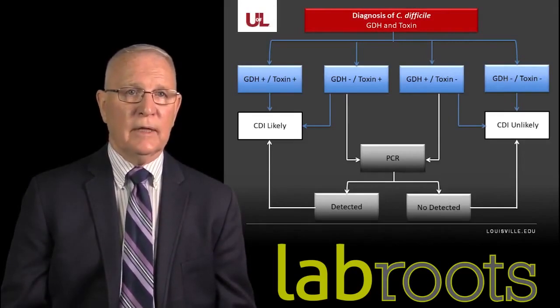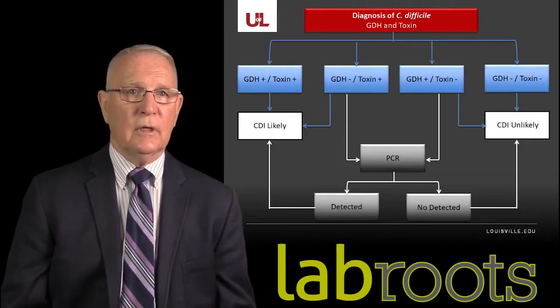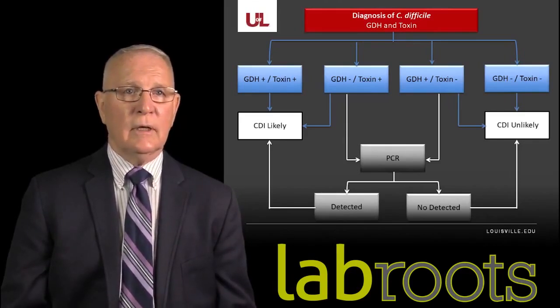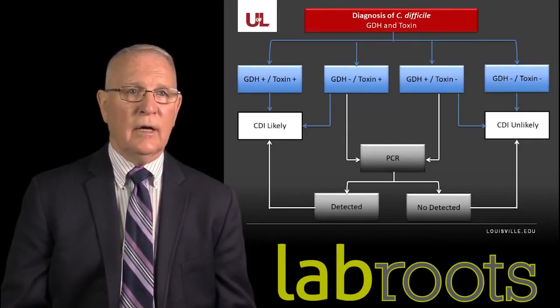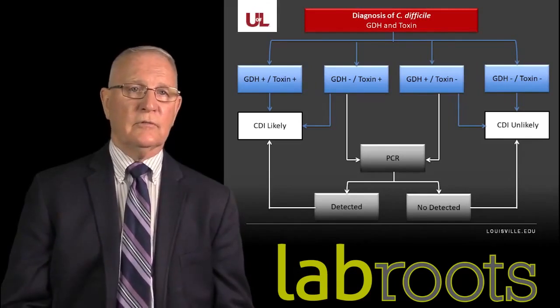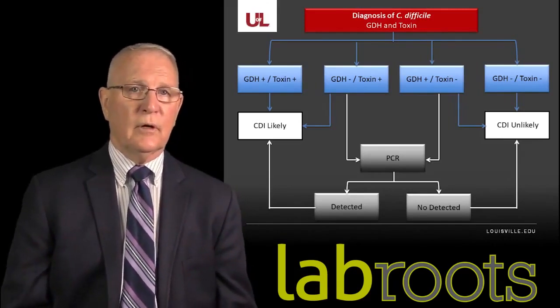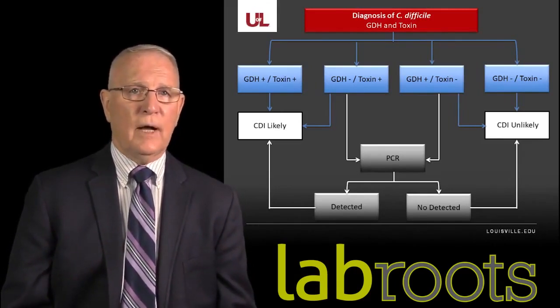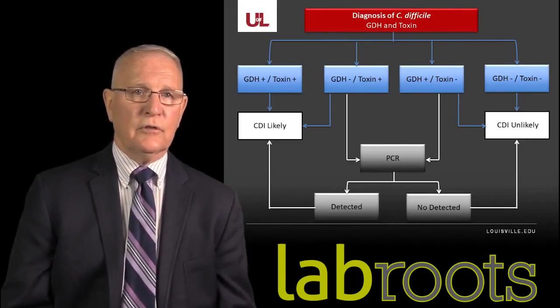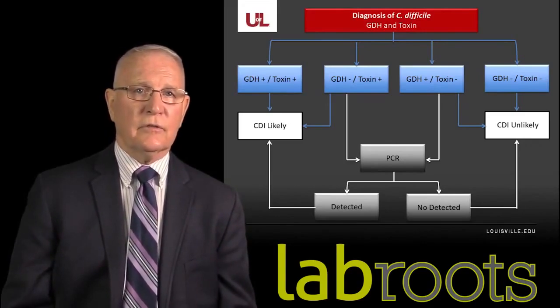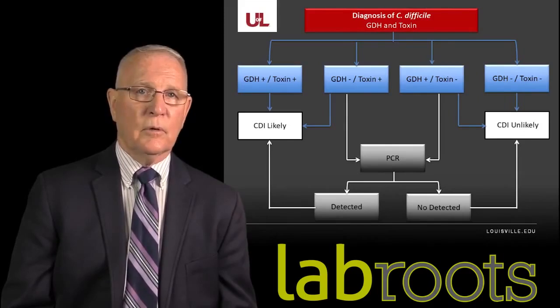If we have a negative GDH but a toxin positive test, that would indicate CDI is likely. Or we would also flex to confirm with PCR. If we have a positive GDH and a negative toxin, that also is flexed for confirmatory testing using PCR. And if the GDH is negative and the toxin is negative, we report that CDI is unlikely.